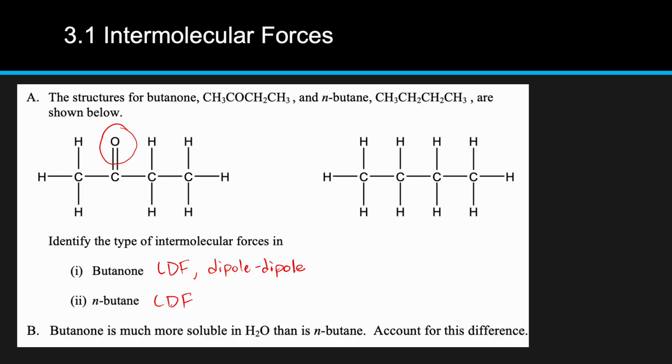And then B says butanone is much more soluble in water than n-butane. Account for this difference. So remember we talked about in previous slides, even though a sample of butanone cannot exhibit hydrogen bonding, if it's in a sample of water, which has a hydrogen connected to an oxygen, it can partake in hydrogen bonding. So because of that, it's going to be more soluble in water than our non-polar n-butane.